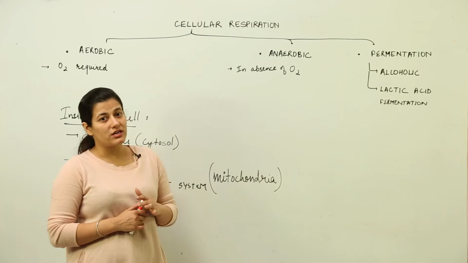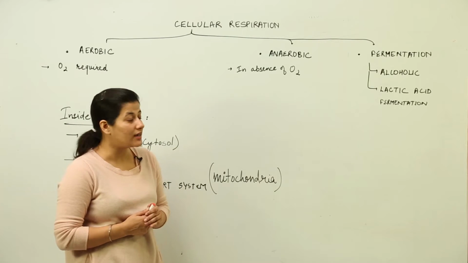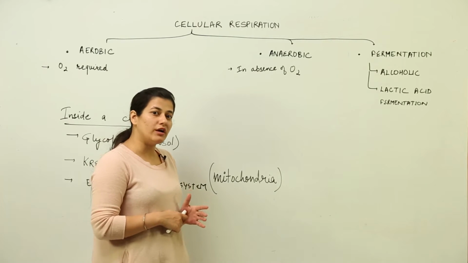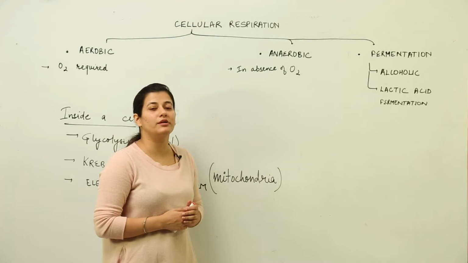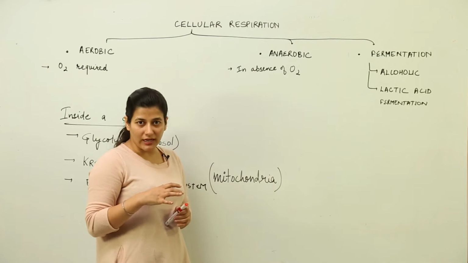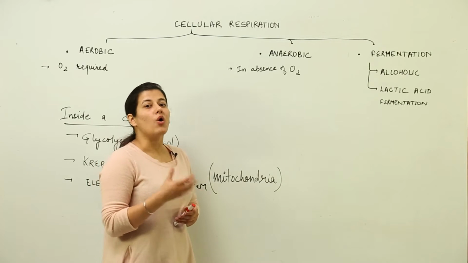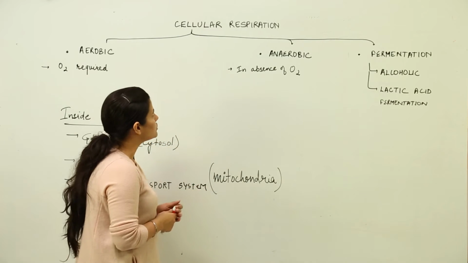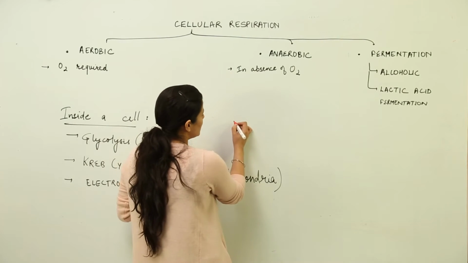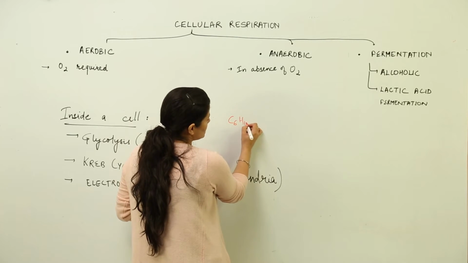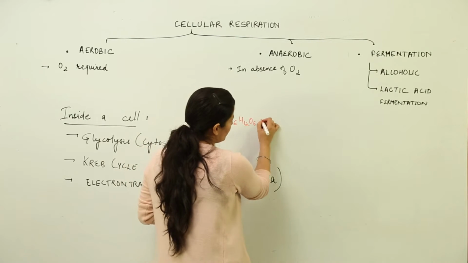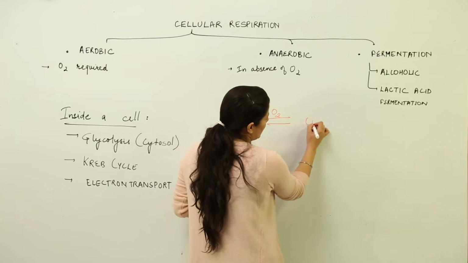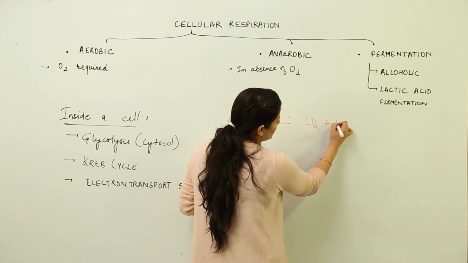constituents. So supposedly you have eaten carbohydrates, that is glucose. Respiration would involve breaking down that glucose back into carbon dioxide and water, and during that breakdown of chemical bonds all the energy would be utilized. So you must know the basic equation of cellular respiration. It is this: glucose is broken down in the presence of oxygen into carbon dioxide and water.